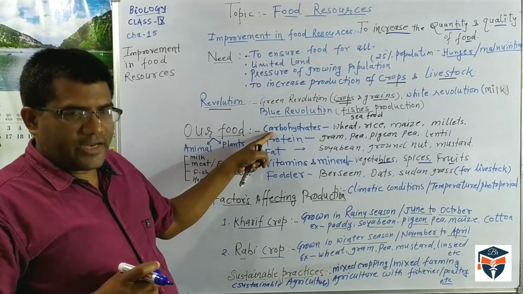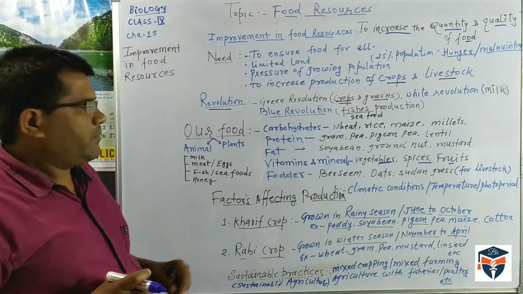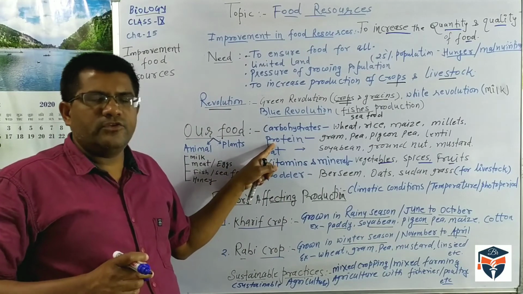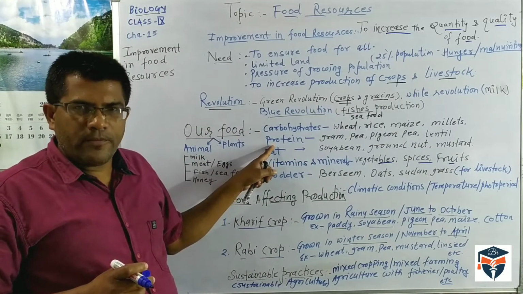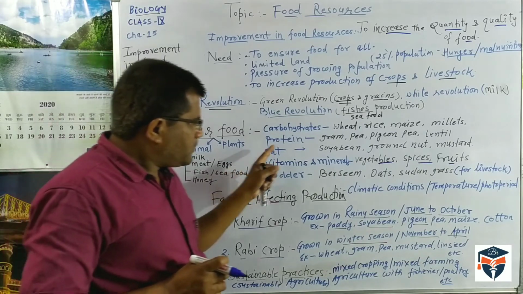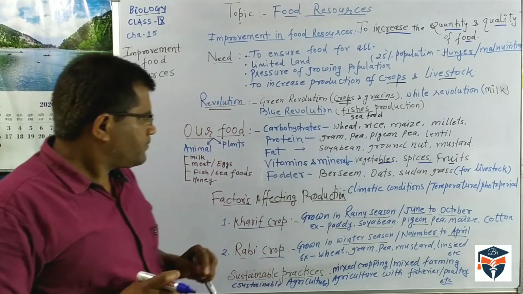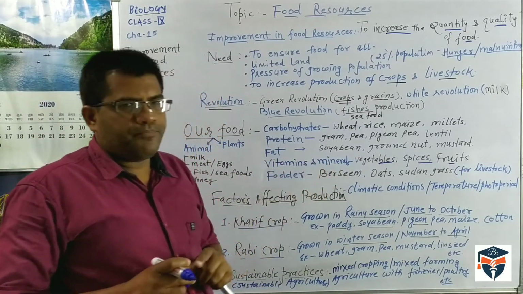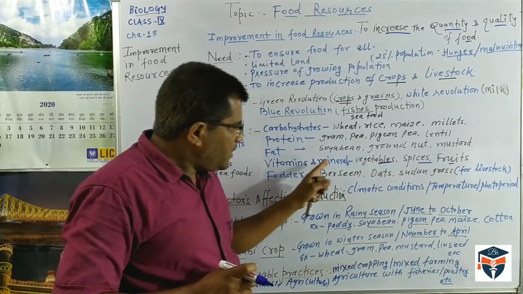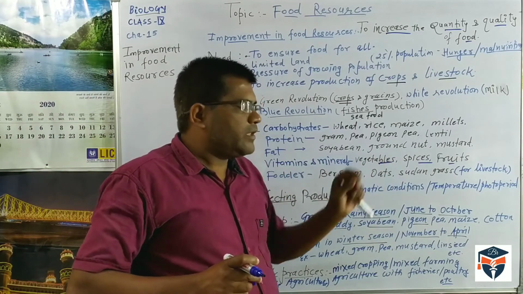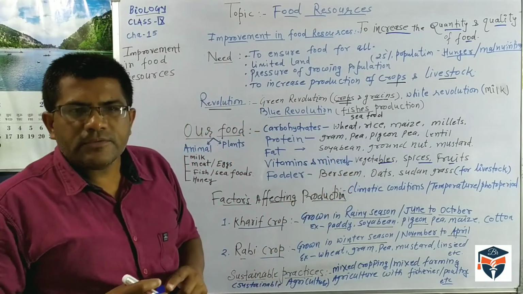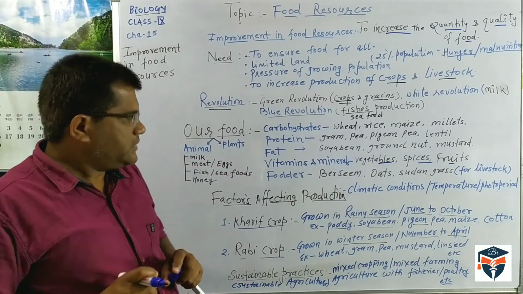Carbohydrate gives us energy, so our energy requirement is fulfilled by carbohydrate. Protein is very necessary for growth and development of our body. Repairing of cells takes place due to protein. Fats provide energy to us. Vitamins and minerals are not considered food because they do not give energy, but vitamins and minerals protect us from different types of diseases.